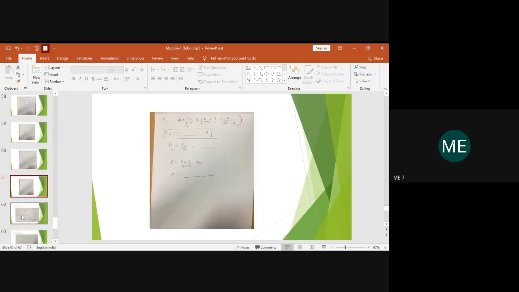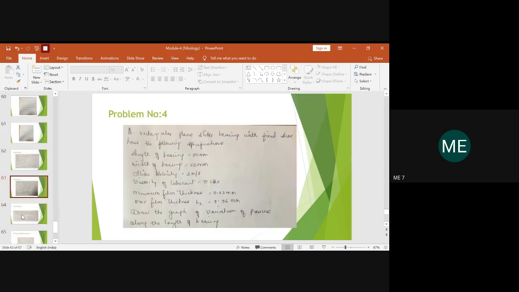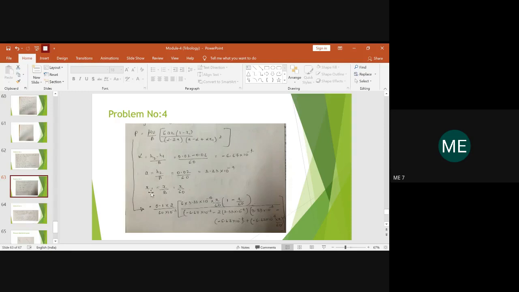If you go back to our problem, you'll be writing x1 is equal to x upon b. Here the x value is unknown. We will put the values of x later. So x divided by b. And b, you know what it is exactly. It is the width of the bearing. So kindly write the value of b.